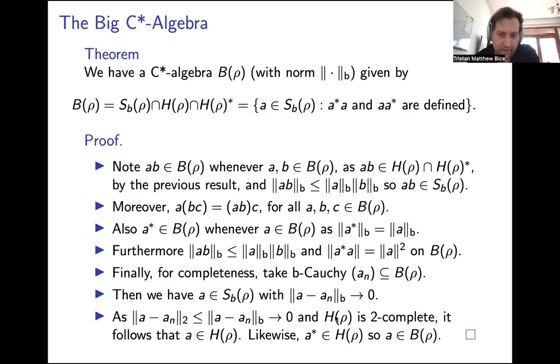Okay, and HP, again, we already showed this is 2 complete, therefore this limit has to have a 2 limit, and 2 limits are going to be unique, so the 2 limit has to indeed be the same as the B limit, it has to be this A. And again, exactly the same happens with A star. So we knew that this limit here really does lie within big B of rho.